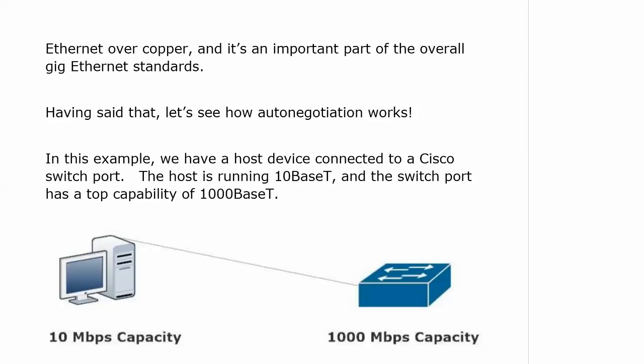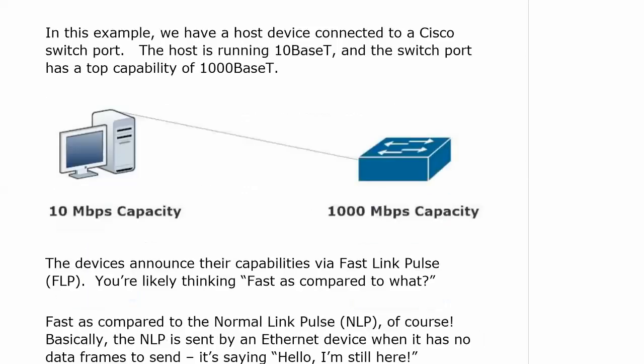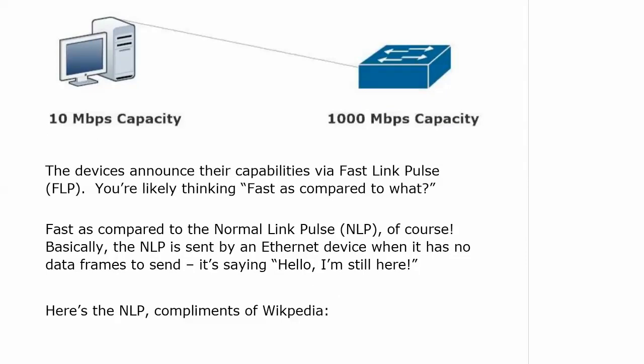Now, in this example, we've got a host device connected to a Cisco switch port, and the host is running 10BASE-T, and the switch port it's connected to has a top capability of 1000BASE-T. So how do the devices talk to each other in the first place and let each other know, hey, here's what I can do? Here's my duplex capability. Here's my speed capability. Well, they do that via the Fast Link Pulse, FLP.